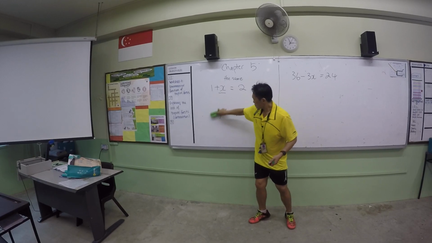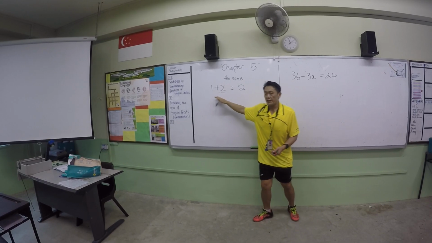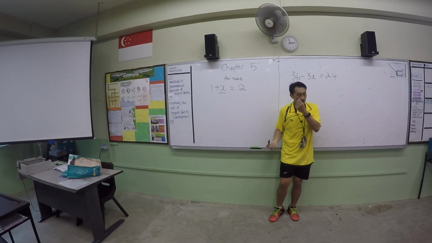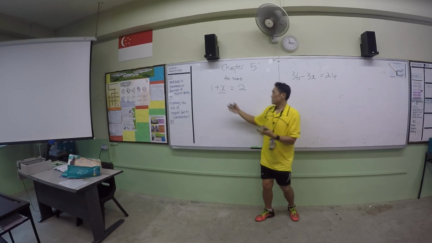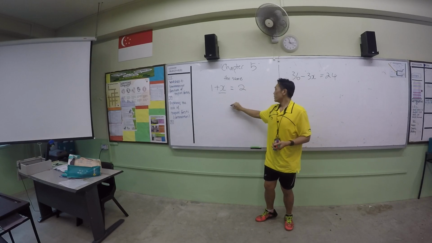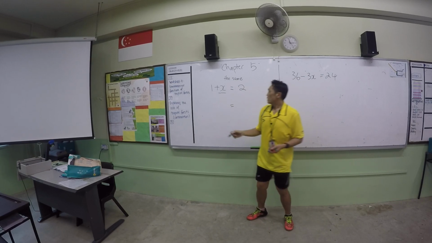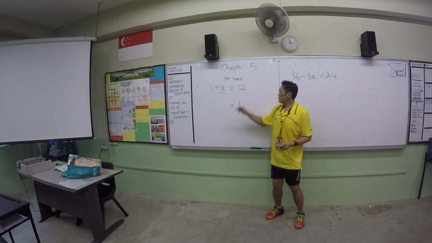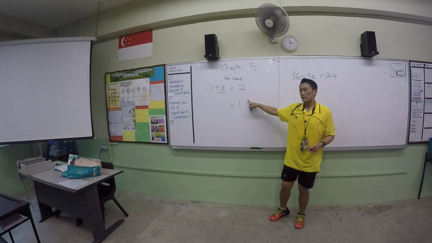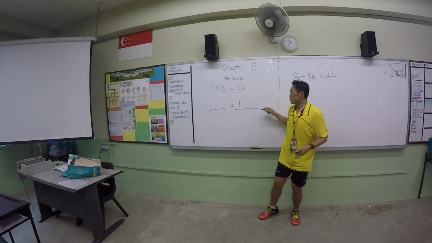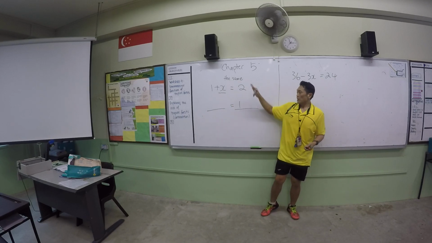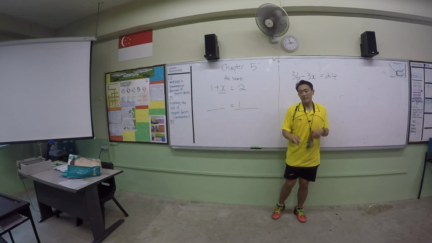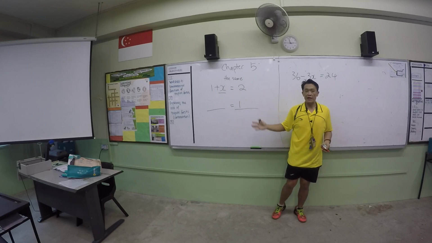So, from one equation, we can write an endless number of equations. Because if 1 plus 1 equals 2, can I minus 1 from the right hand side? If I minus 1 from the right hand side, how can I make the equation still the same? If right hand side I minus 1, what do I have to do on the left hand side? I have to do the exact same thing so that left and right are still the same.